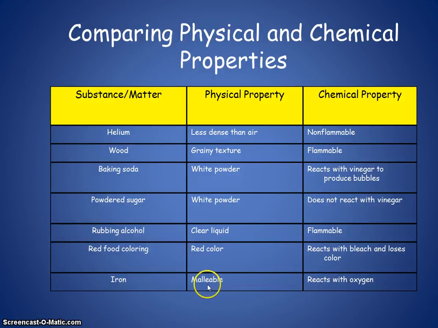That is a physical property of metals, right? It's malleable. You can bend it. That doesn't change it from iron. It's still iron. You're just bending it. And iron does react with oxygen and forms rust, right? That is a chemical property. It's talking about a reaction.